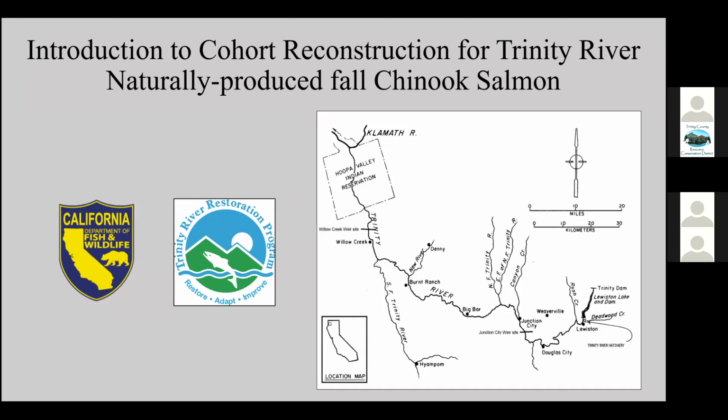Okay. Yeah. Thanks, Chris. So for those of you who don't know me, my name is Ken Linke. I'm an environmental scientist with California Department of Fish and Wildlife, and I work full-time for the restoration program. I'm going to talk to you today about a cohort reconstruction model for the Trinity River that's focused on naturally produced or natural origin fall Chinook salmon.